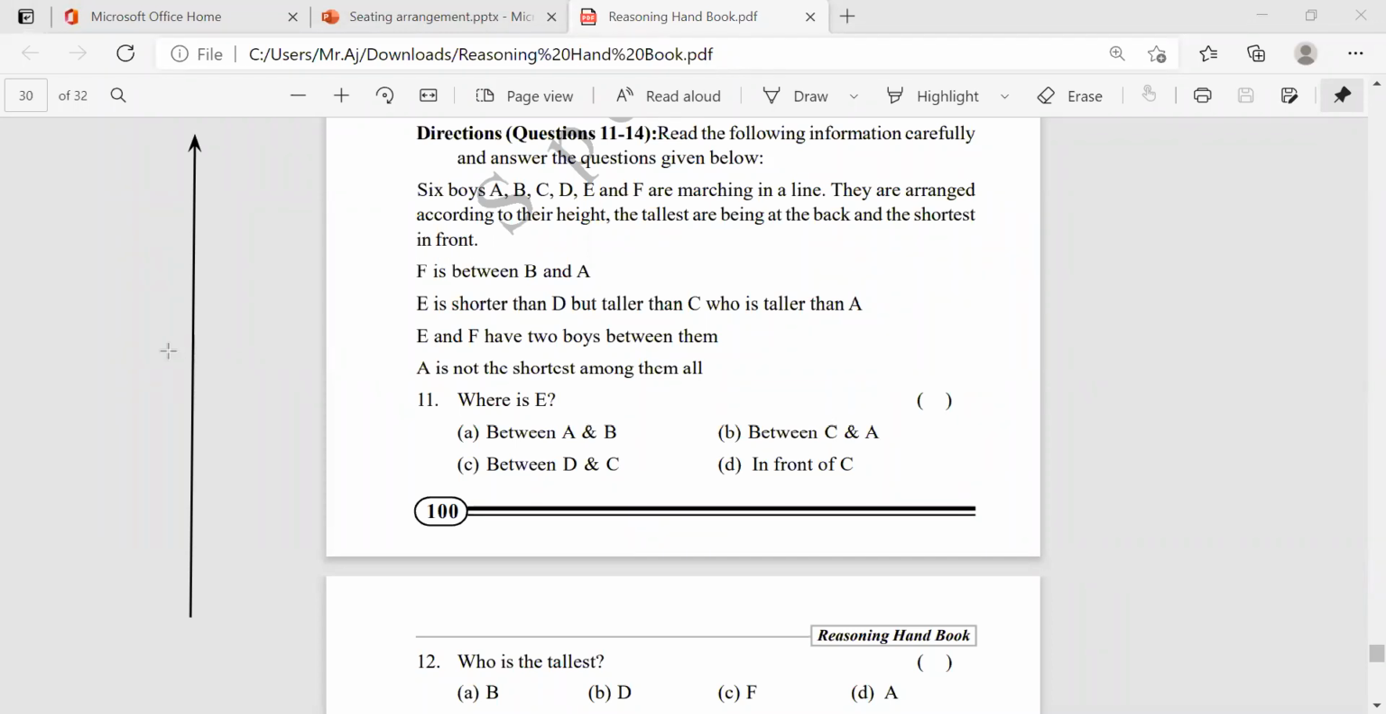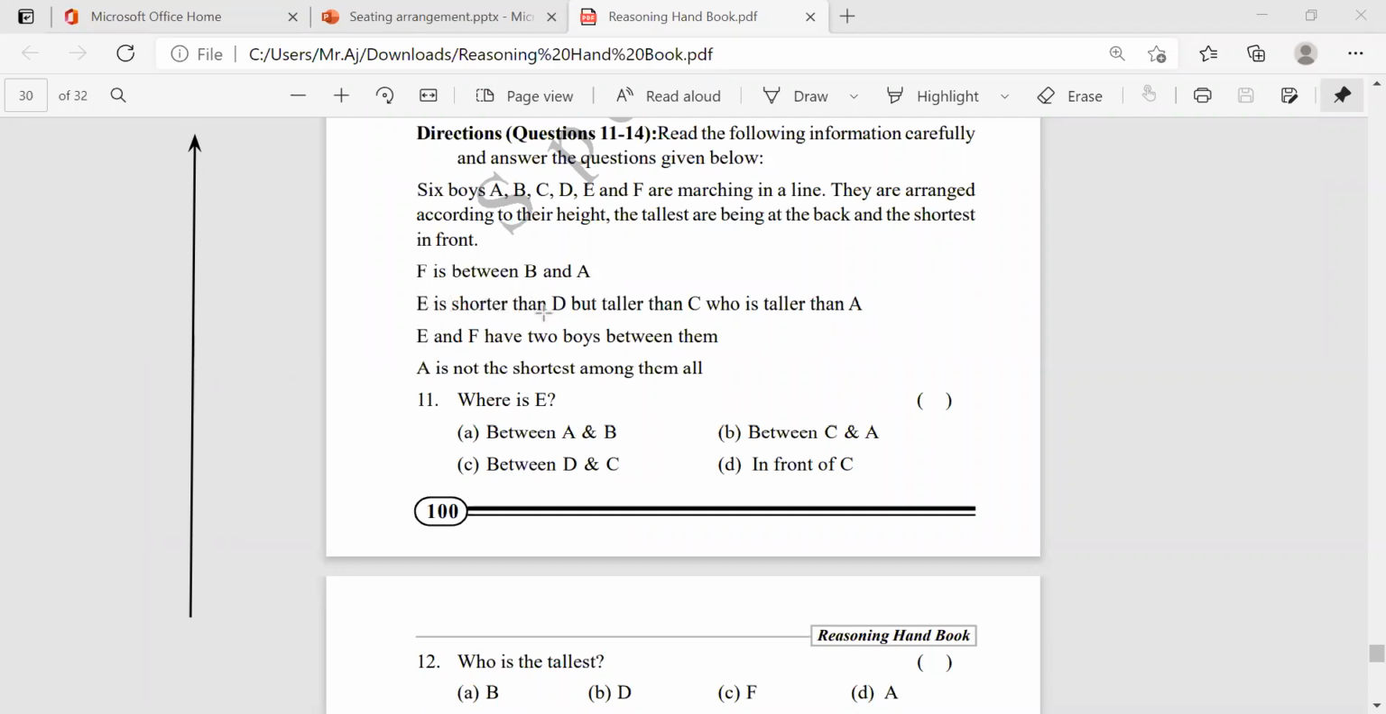Okay, the straight line. And what they are saying here, they are arranged according to their heights. According to their heights, the tallest are at the back. So tallest always will be back. So shortest always will be front. So generally we are following this type of thing. Okay, now come to the statements. F is between A and B. F is between A and B. We don't know where A is, where B is. So we are going to the next statement.